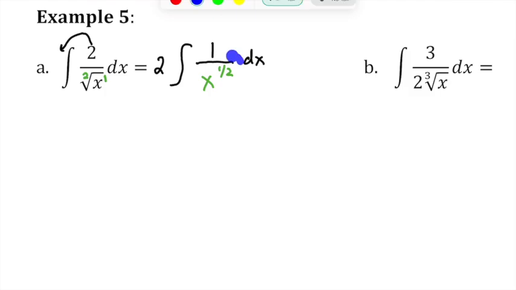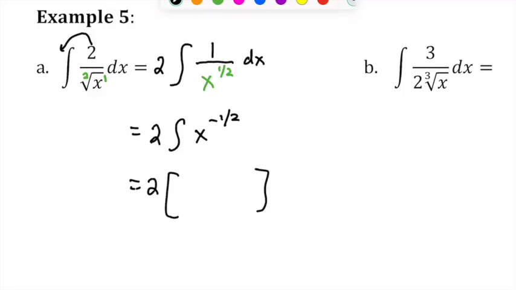Now, since this is a denominator, we can make it negative. So I will show this next step. This will be 2 times the integral of x to the negative 1/2. So same rules apply. We can use the power rule. Let's add 1 to negative 1/2. So negative 1/2 plus 1 is going to be 1/2. And then we divide by 1/2.